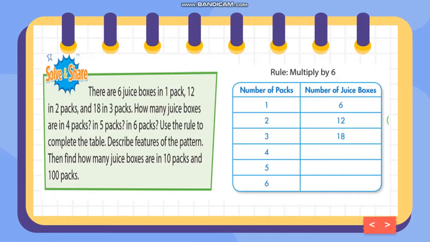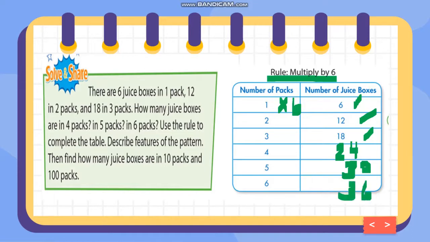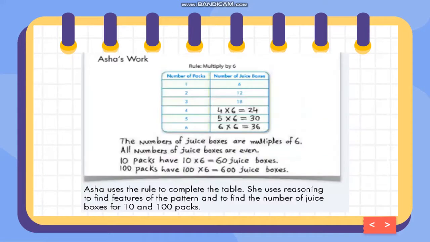100 packs. So as you can see here, based on the table, the rule that we're going to use is multiply by 6. So it means we're going to multiply the number of packs by 6. So 1 multiplied by 6 is 6, 2 multiplied by 6 is 12, 3 multiplied by 6 is 18. So 4 multiplied by 6 is 24, and 5 multiplied by 6 is 30, and 6 multiplied by 6 is 36.